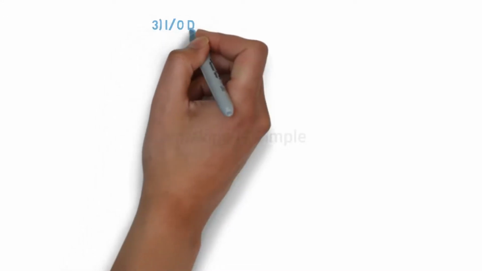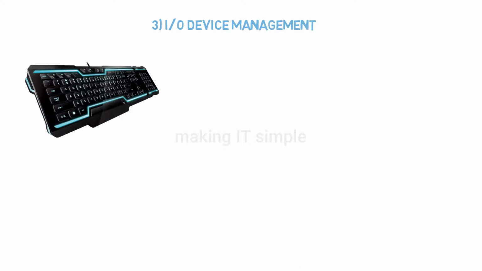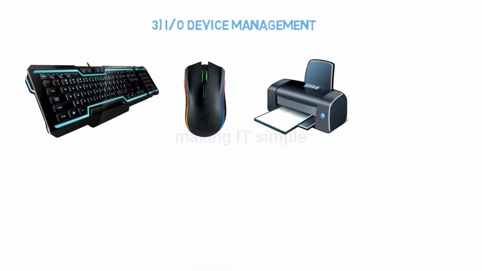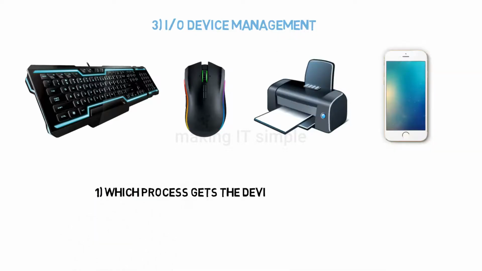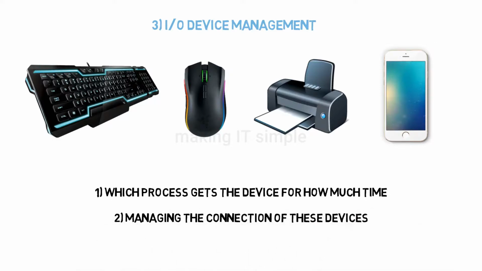Third one is input-output device management. We connect a number of devices like keyboard, mouse, printer, scanner, headset, speakers, mobiles, pen drives, external hard disks, etc. Keeping track of all devices, which process gets the device for how much time, managing the connection of these devices. All this is managed by the operating system.